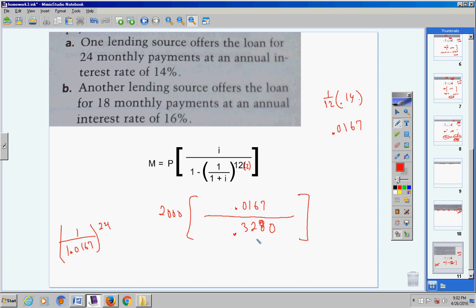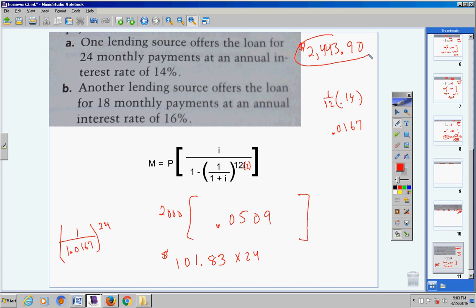Now take 1 minus that, and you're going to get 0.3280. So here we go. 0.0167 divided by 0.3280. Enter. So this entire bracket here becomes 0.0509. 0.0509 times 2,000. And here's your monthly payment. Your monthly payment is $101.83. Now that's your monthly payment, but that's for 24 months. So multiply that by 24, and here's your total payment. Your total payment over 24 months is $2,443.90.